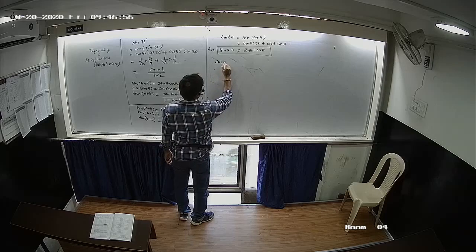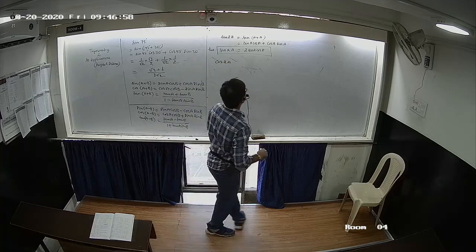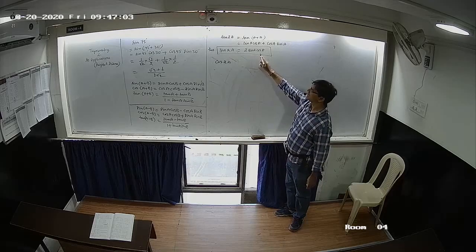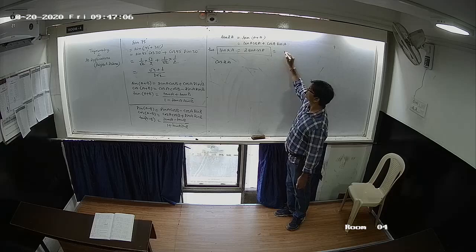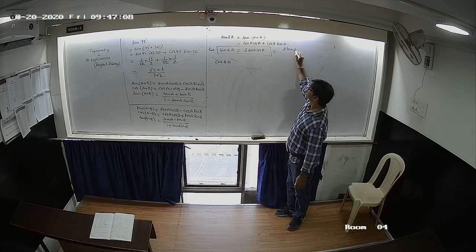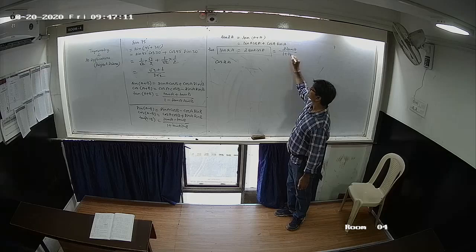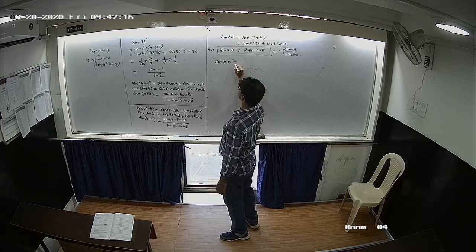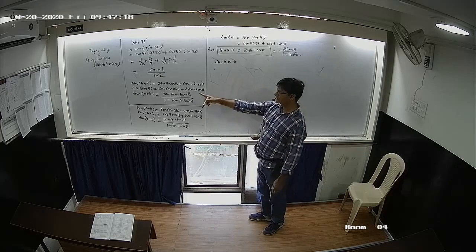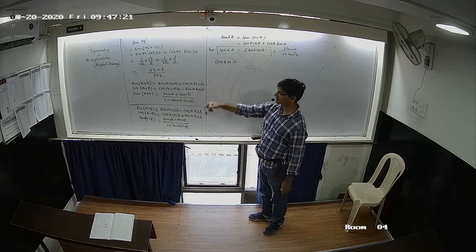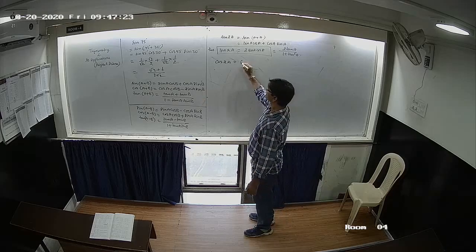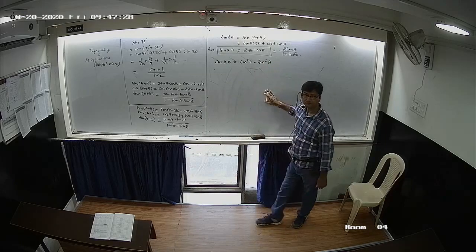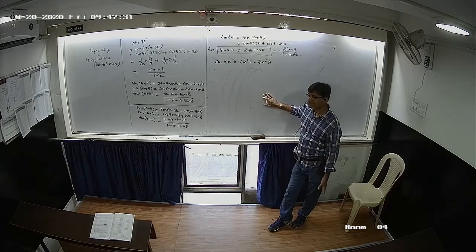Cos 2a. Sin 2a in terms of sin a and cos a is 2 sin a cos a. In terms of tan, it is 2 tan a upon 1 plus tan square a. Cos 2a, in a similar manner, if you replace b by a in the formula for cos(a plus b), you get cos square a minus sin square a.